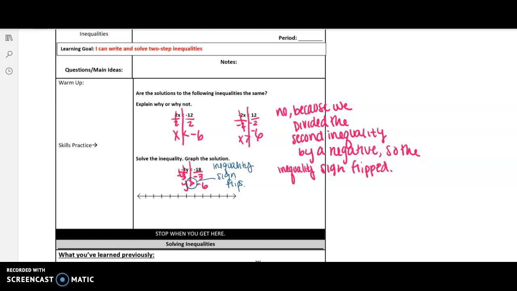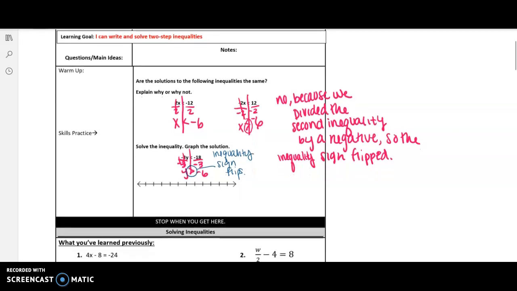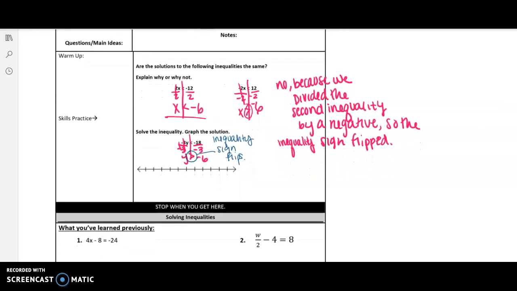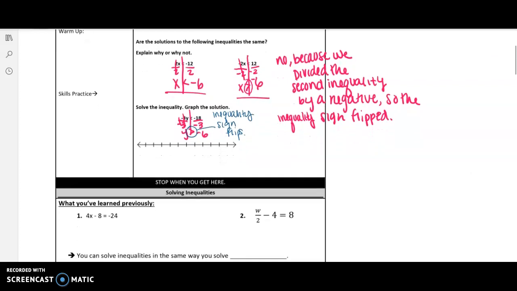So we have to divide by 2 on both sides on the first one, and that gives us x is less than -6. On the second one, we have to divide by a -2, and because of that, the sign of our inequality flips. And therefore they are not the same. This one wants everything below -6, and this one wants everything above -6.